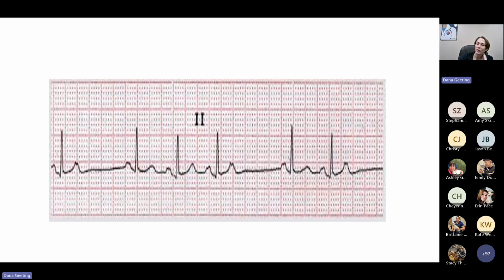But on this one, we're missing something right here. There we go. So on this one, we are missing something kind of right here. And this is kind of hard too, because the P wave is probably hidden in your T wave here. So right here, we're missing a beat. This one's kind of hard.